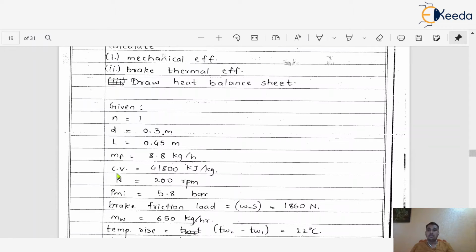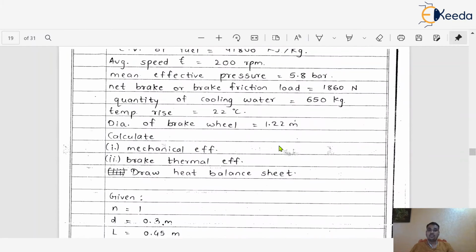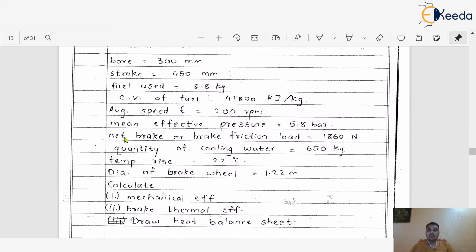Okay, so the calorific value is 41800 kilojoule per kg. The RPM of the engine is equal to 200. The indicated mean effective pressure is equal to 5.8 bar. This is given in the problem. The brake friction load is given as 1860 Newton. So this is the term, the net brake or brake friction load, which is given in the problem.